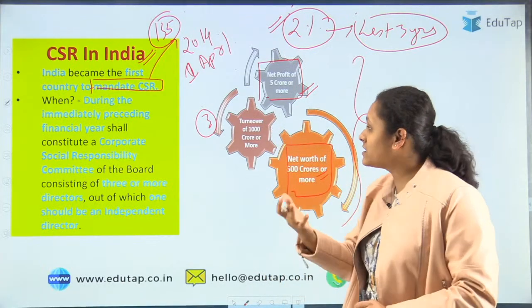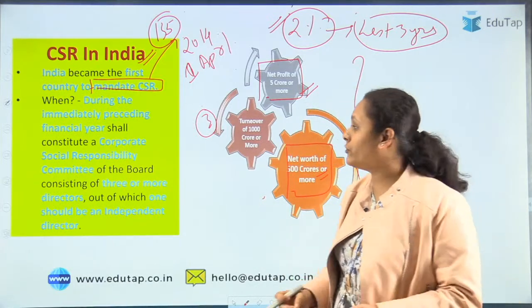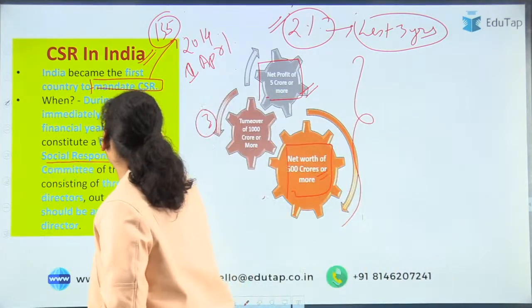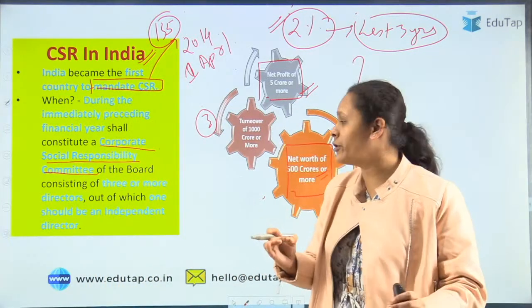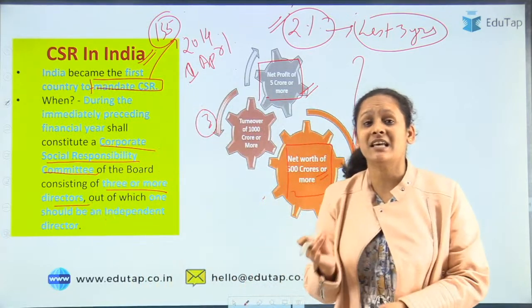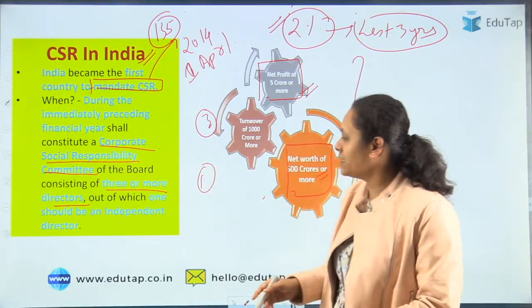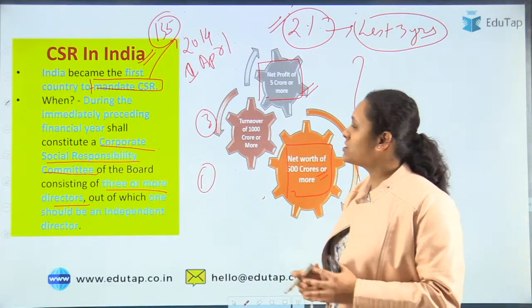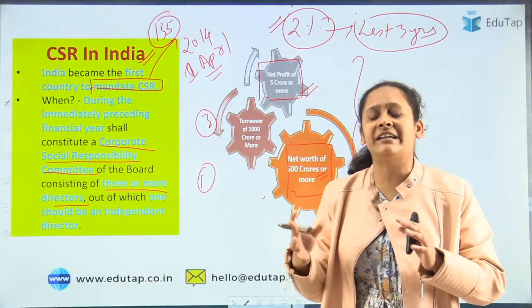Now, apart from this, you also need to know that these companies have to form a corporate social responsibility committee. And what is the constitution of the board of directors? There should be 3 or more directors, and keep in mind 1 of them has to be an independent director. Prior to 2014, it was not mandatory in India.